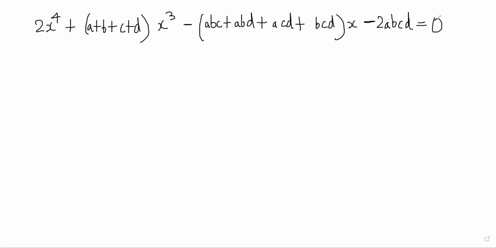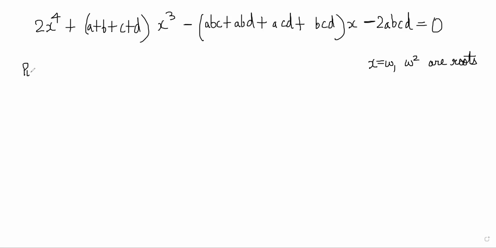Basically, the x square term gets cancelled here, and you have an x power 4 term, x cube term, x term, and a constant term. And after simplification, this should be what you get. And we know that x is equal to w and w square are roots for this equation, right?